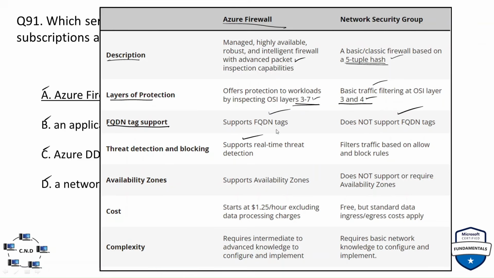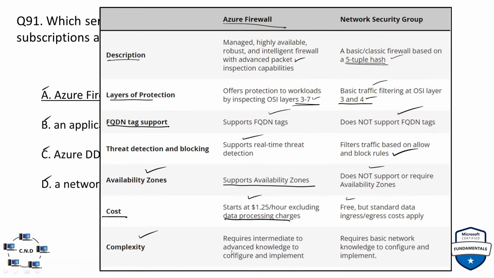The Azure Firewall supports real-time threat detection, while the NSG filters traffic based on the allow and block rules that you have made. It does not do something by itself, but you have to define the custom rules, and based on these rules, it will allow or deny certain types of traffic. Availability zone: the firewall supports availability zones, while the NSG does not support or require them. And the cost: the firewall costs $1 per hour, excluding data processing charges, while the NSG is basically free, but standard data ingress and egress costs apply.